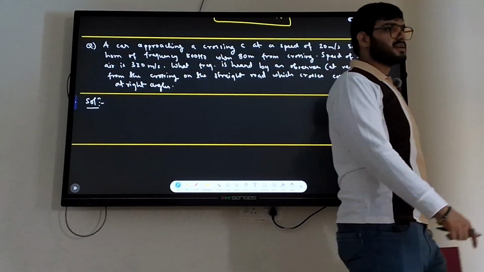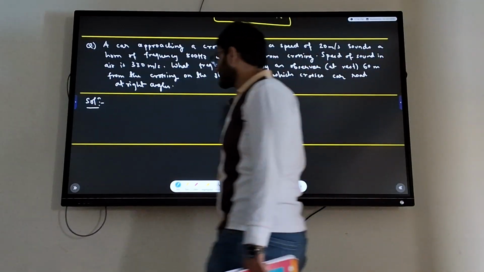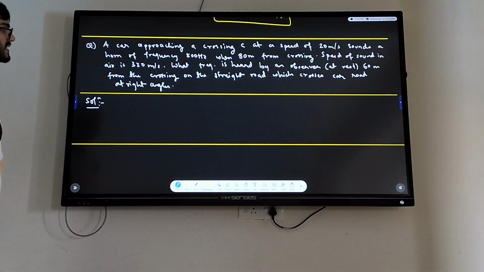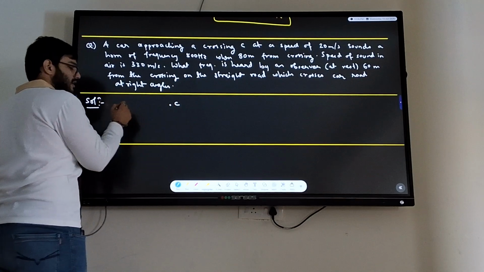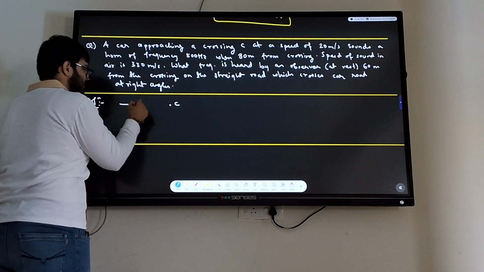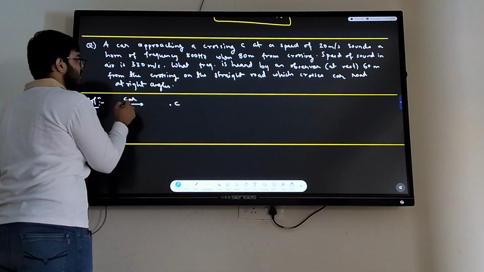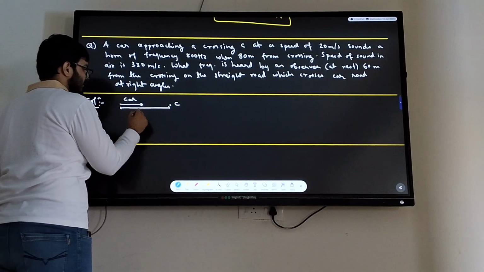Okay, then I am starting with the question. Let's understand what it is. A car approaching a crossing C at a speed of this sounds a horn of this when it is 80 meters from the crossing. So maybe you have a crossing here. Sir, 538. No. And the car is moving in this direction, right? And it horns this thing with a frequency of this at a distance of 80 meter.